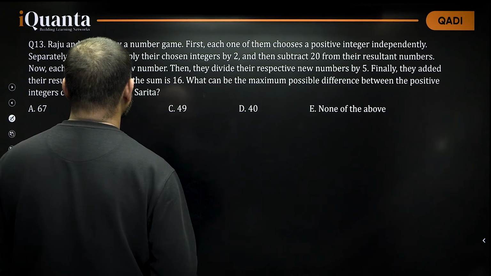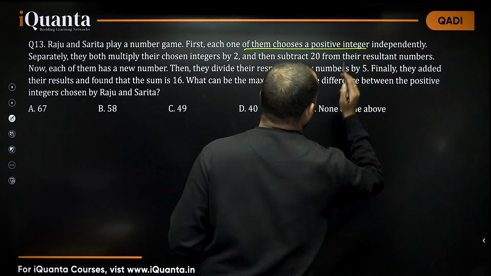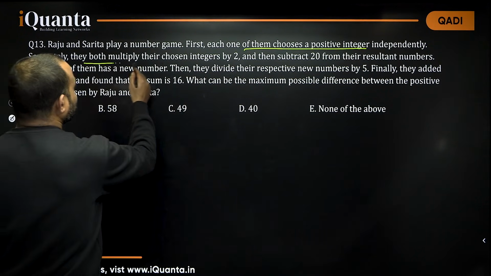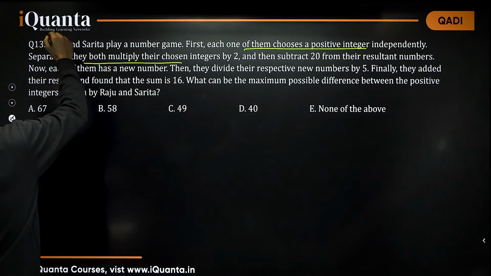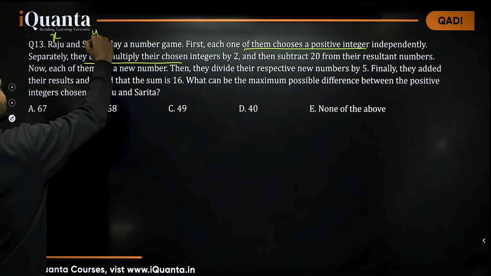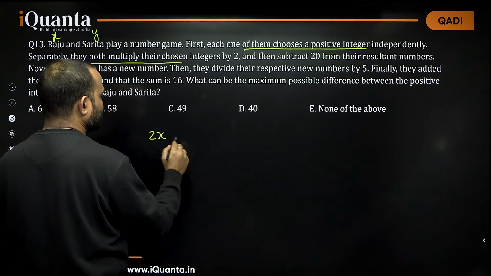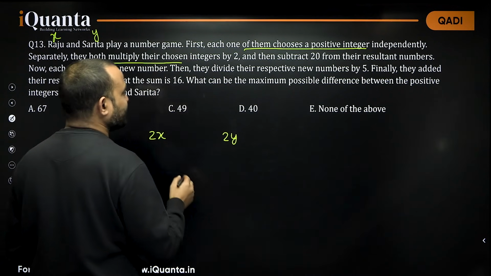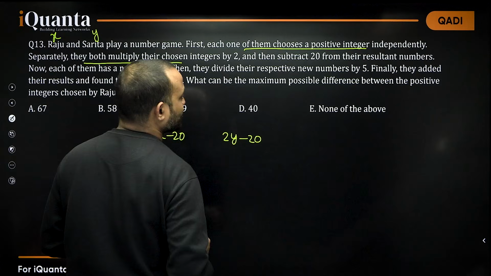Raju and Sarita play a number game. First, each one of them chooses a positive integer independently. Separately, they both multiply their chosen integer by 2. So let's say Raju chose x and Sarita chose y. So first multiply it by 2, so 2x and 2y. Then subtract 20 from their resultant numbers.